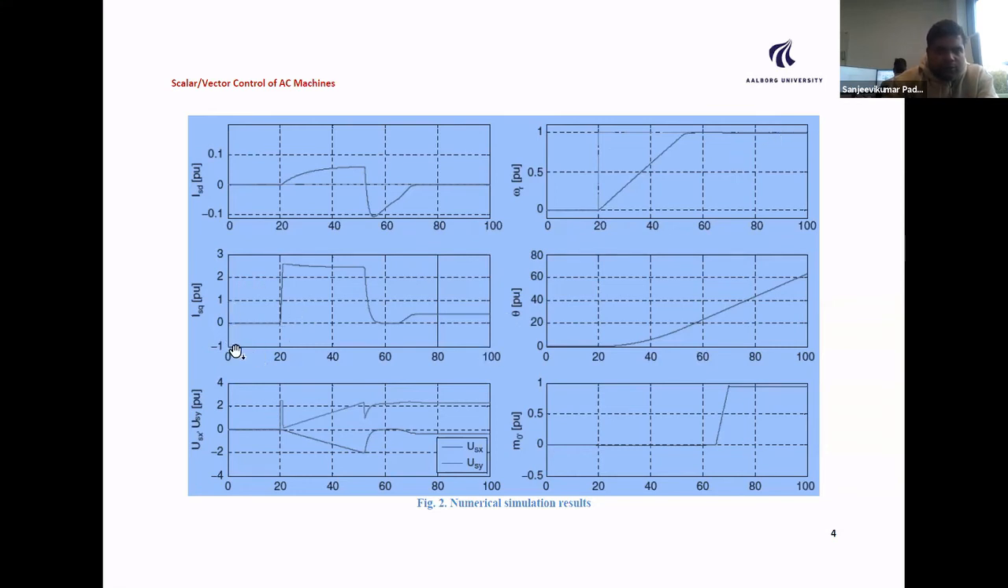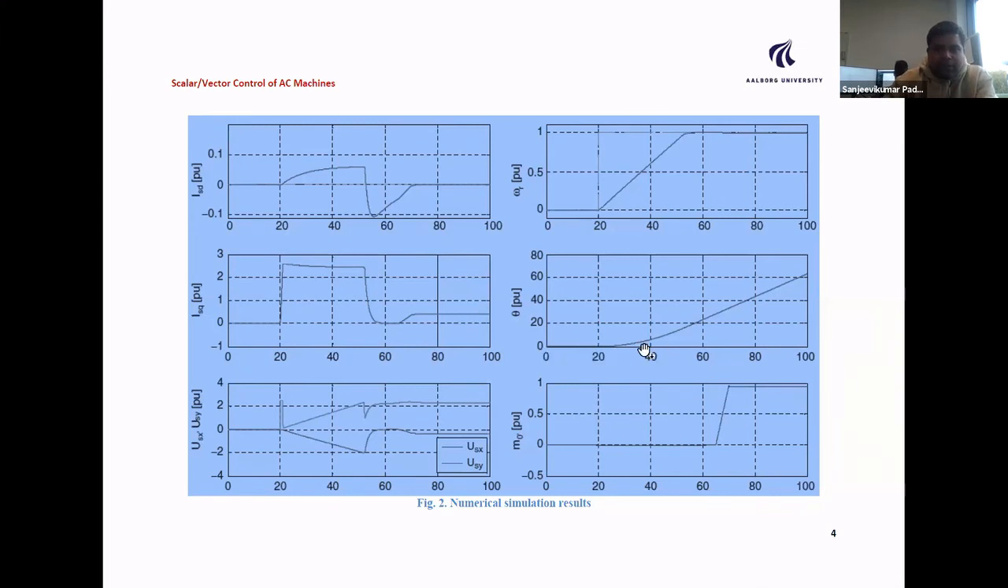And this is the torque producing component. So initially the machine is at 0 speed until 20, and the speed starts at 20 seconds, so that it starts also along with the speed. Then once the speed reaches the steady state value after the transient, the no load current requirement for the torque is available. So the motor is not loaded here.